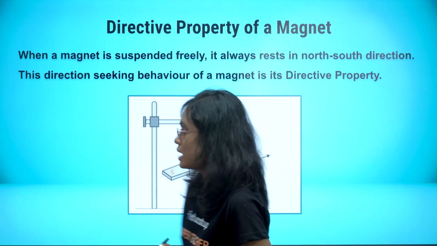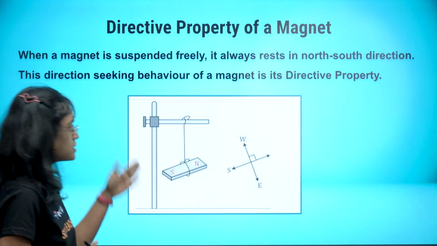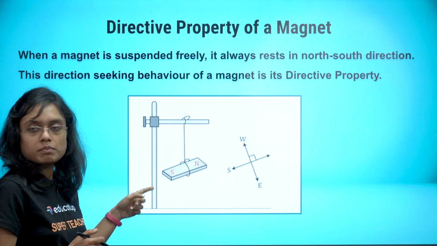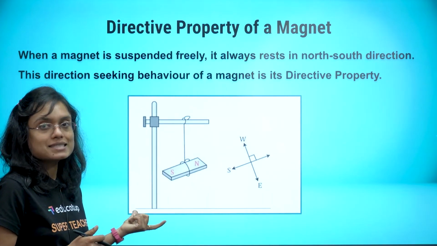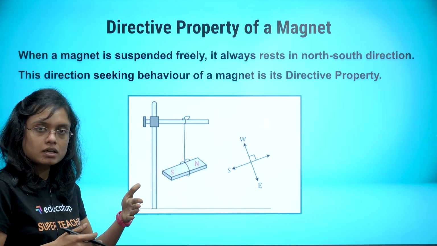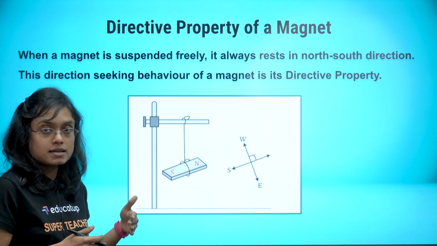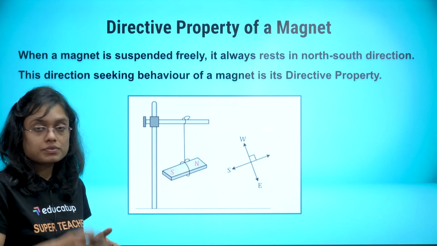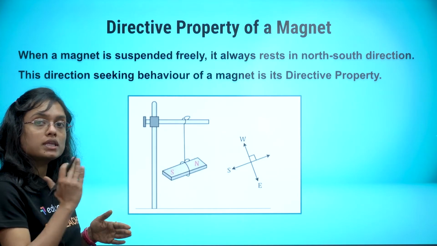What does this mean? As you can see in the picture, there is a stand. On the stand, with the help of a thread, a bar magnet is tied up. Now, obviously, initially it will move a little bit, but finally it will come to rest. When it will come to rest, actually it will be pointing in which direction?